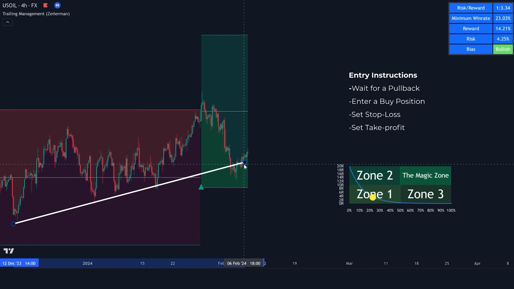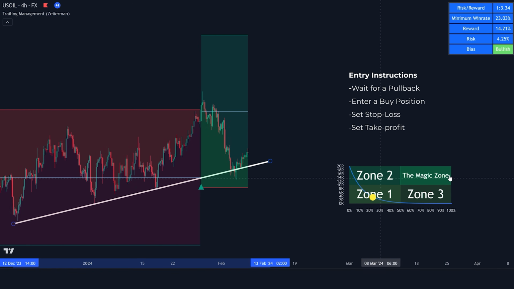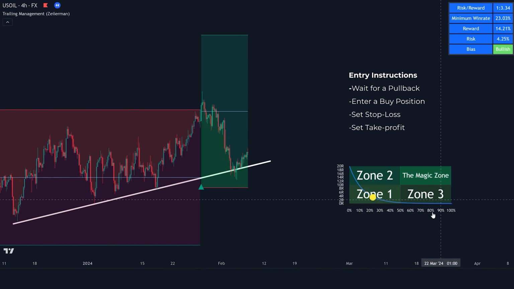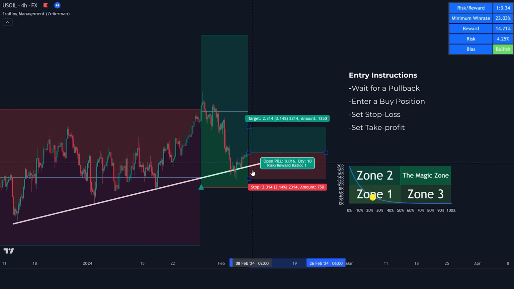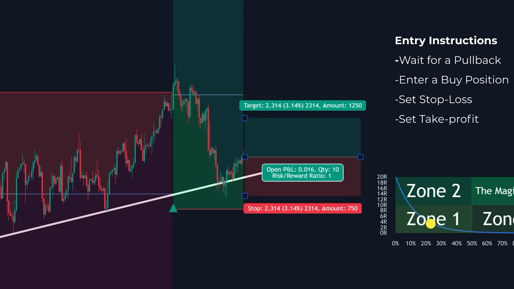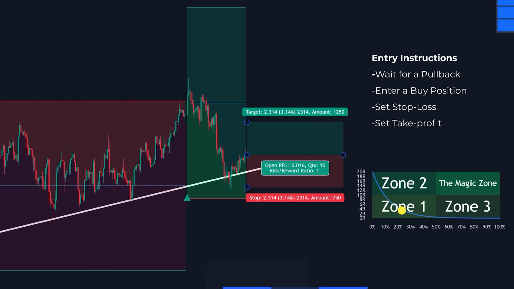Entry instructions. 1. Wait for a pullback. Monitor the price as it retraces to the trend line, which is often seen as a natural support level in a bullish market. 2. Enter a buy position. Initiate a buy when the price bounces off the trend line. This bounce suggests that the upward momentum is likely to continue, providing reasonable risk exposure.